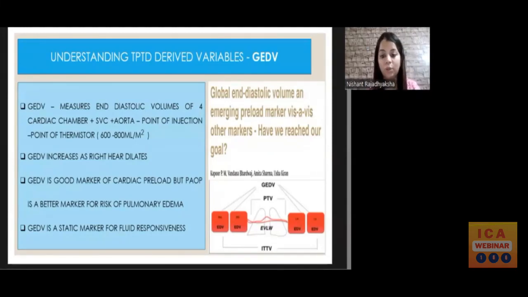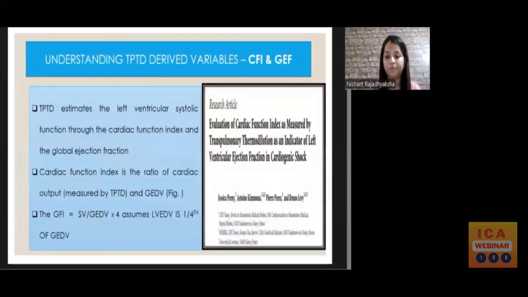Global end diastolic volume is a marker of cardiac preload, but pulmonary artery occlusion pressure is a better marker for risk of pulmonary edema. As far as that goes, we use it in intensive care and cardiac ORs. Global end diastolic volume is classified as a static marker of fluid responsiveness, but definitely not a dynamic marker.